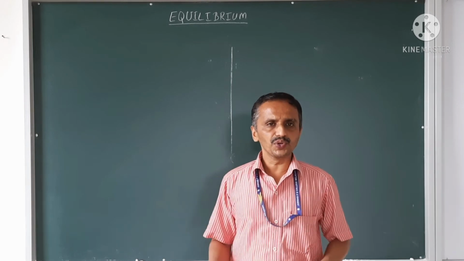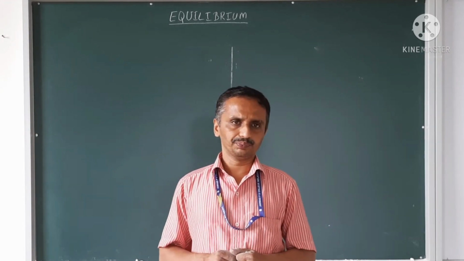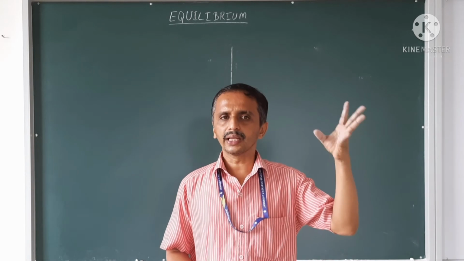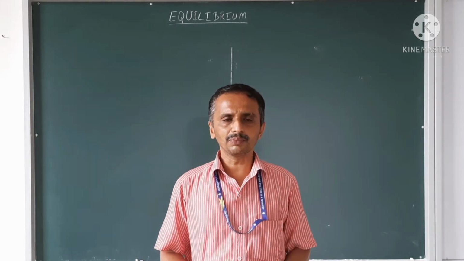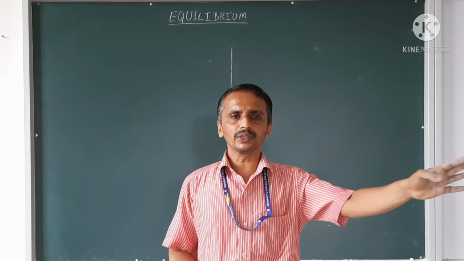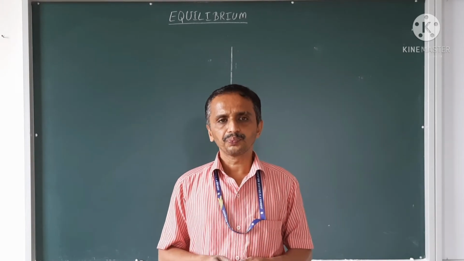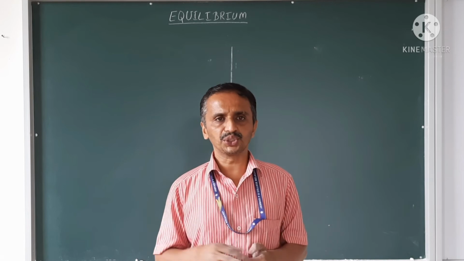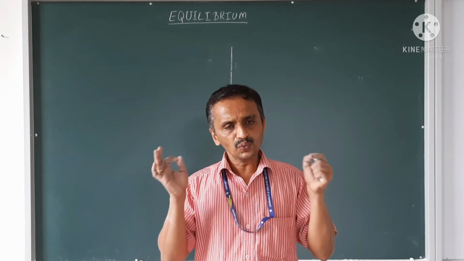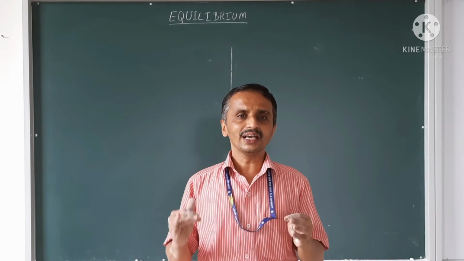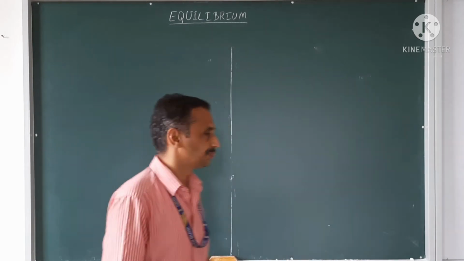See, in the previous video I mentioned types of equilibrium, then I explained physical equilibrium in detail, chemical equilibrium in detail. Now next one is equilibrium constant. So first we'll derive the equation for the equilibrium constant, then easily I can define it also.